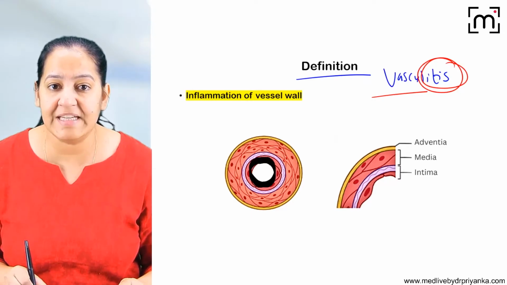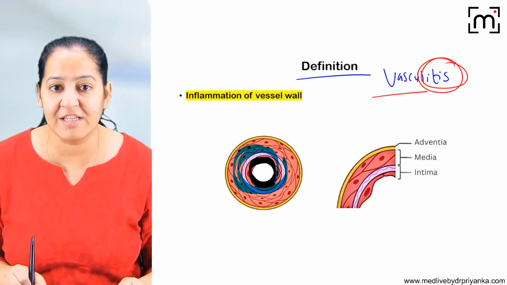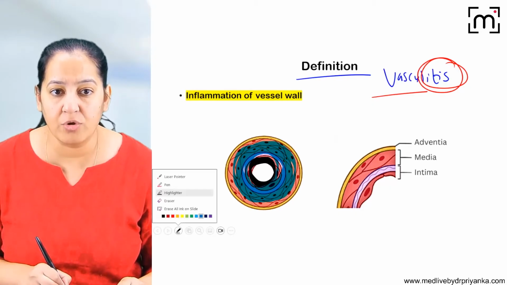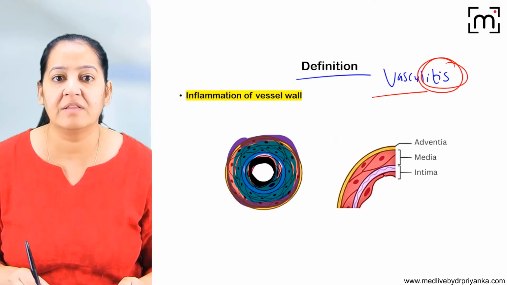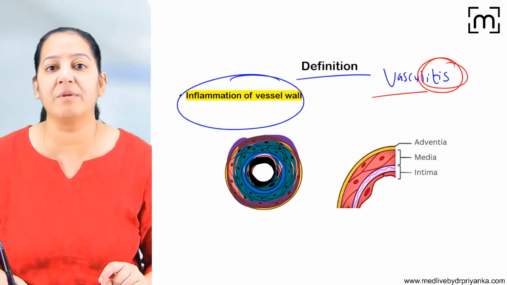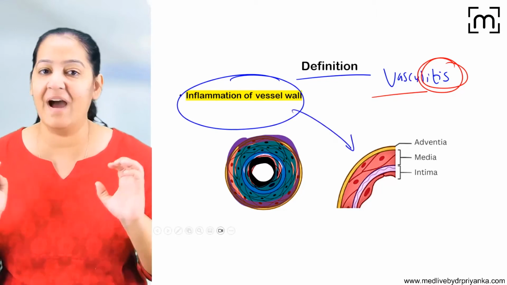The innermost is the intima. You can see this one is the intima. The middle one is the media. The thickest one is the media. And the outermost one is the adventitia. Okay, so inflammation of the wall of the blood vessel is known as vasculitis. So intima, media and adventitia.